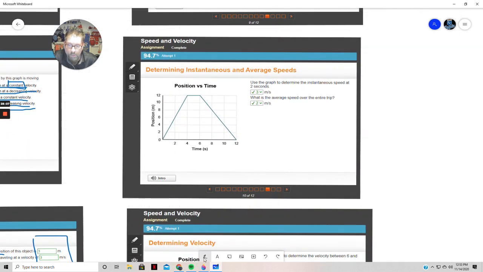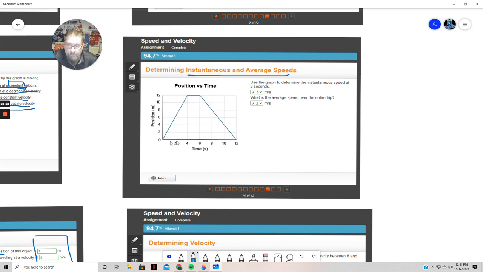And so again, we're looking at this style of graph. Now we're determining instantaneous and average speeds. We're calculating numbers. Instantaneous, no wait, this is just speeds. Never mind, I almost outthought myself there.